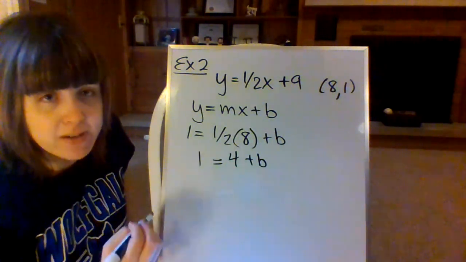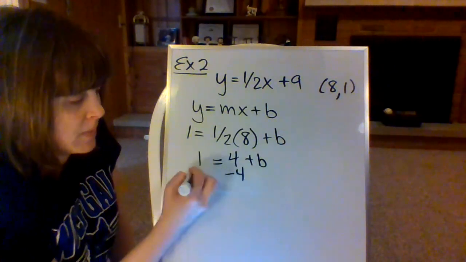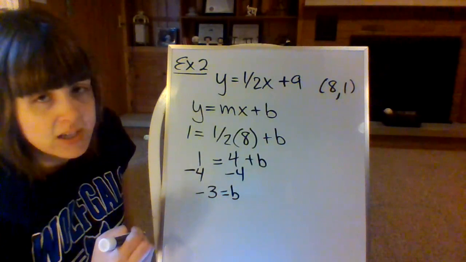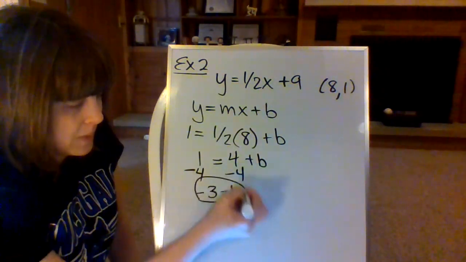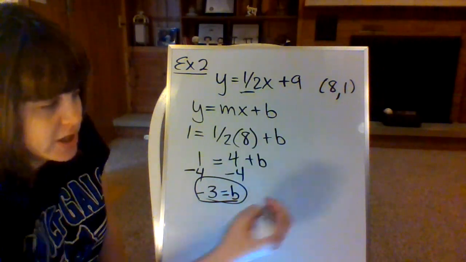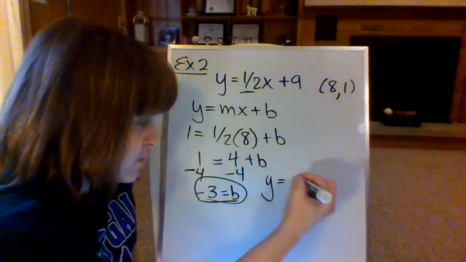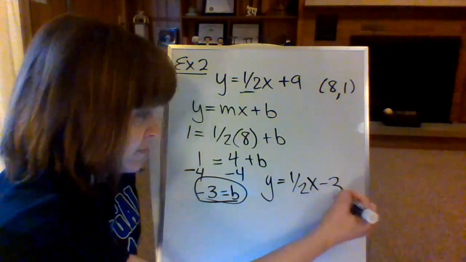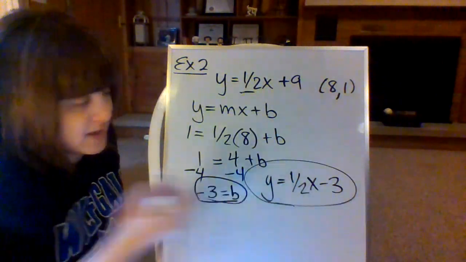And now we have to subtract 4 from 1. So -3 equals b. Okay, and our slope was 1/2. So the equation of our line is going to be y equals 1/2 x minus 3. Like that.